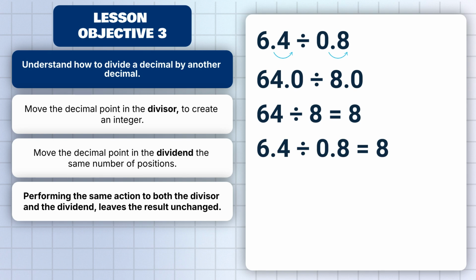By following these steps, you'll be able to tackle any decimal division problem with confidence. In summary, the key points include converting the divisor to a whole number and performing the same action to the dividend, then completing the division in the same way we have been practicing to get your final answer.